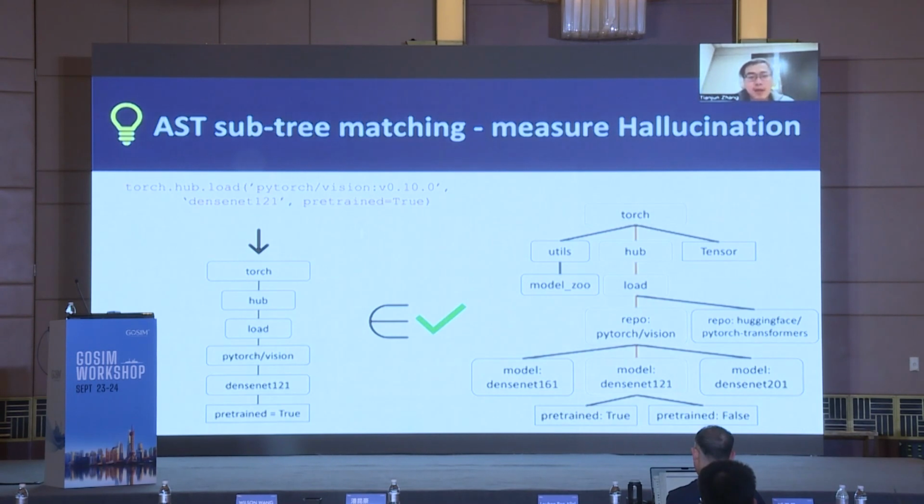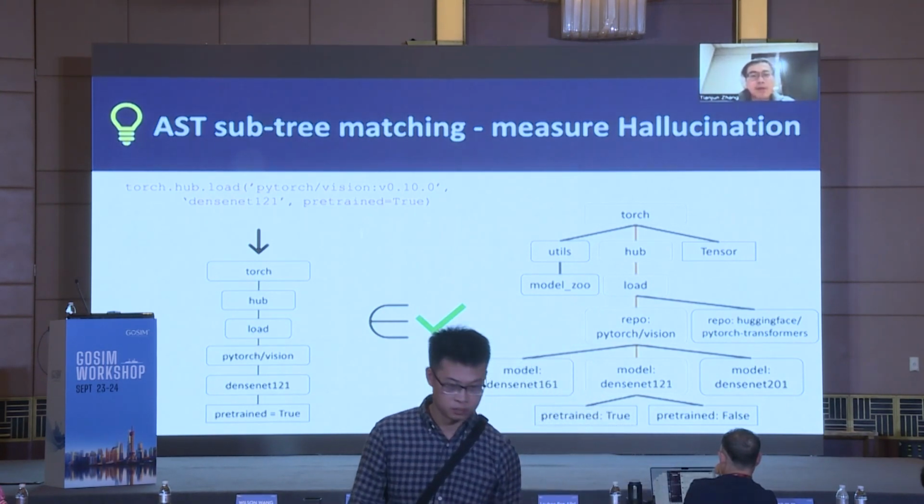And if yes, we find this match. We know that the model is actually calling the Torch Hub API with the arguments of DenseNet 121 and PyTorch vision, with pretrained equals true. So in this case, we know that the model is not hallucinating because the model's call is actually backed up by one of the API calls in our dataset. But if I don't have a match, then the model is calling a function or API call that doesn't exist at all in my database. So we know that the model is hallucinating.